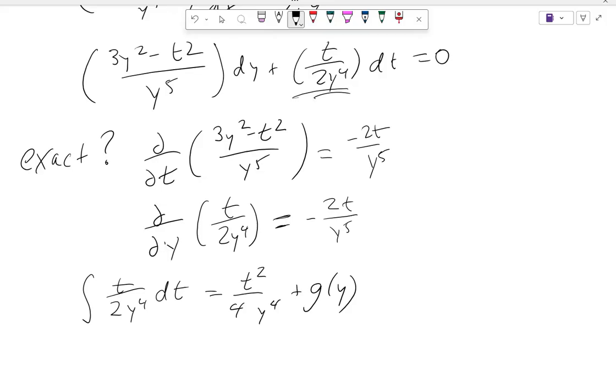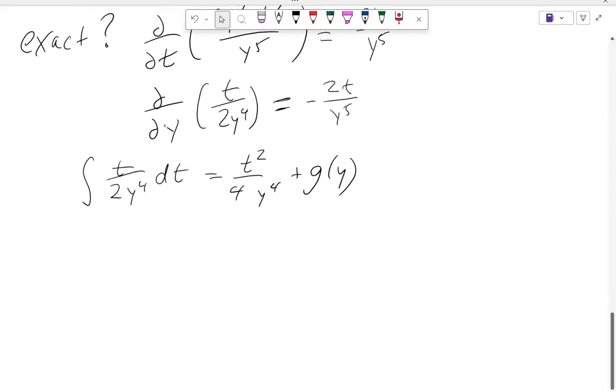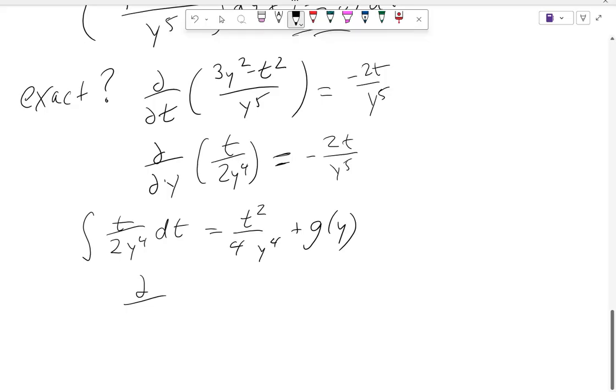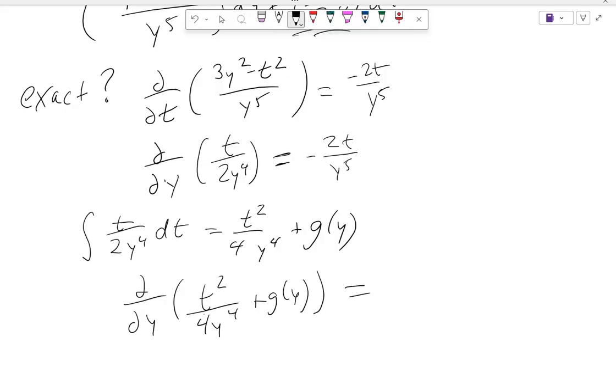We integrated with respect to t, so now we want to differentiate with respect to y. We're going to integrate with respect to one, differentiate with respect to the other every single time, right? So we want the partial of the thing we just came up with respect to y. It had better equal what? The dy piece, which was 3y squared minus t squared over y to the fifth.